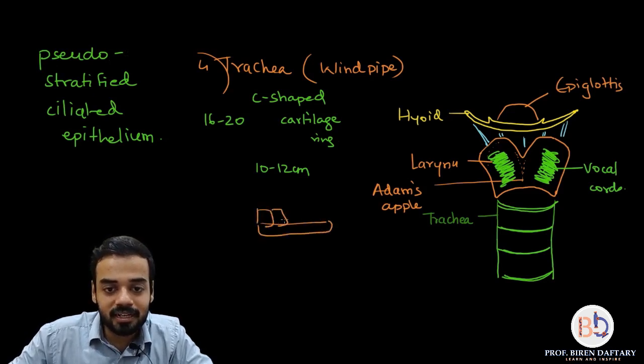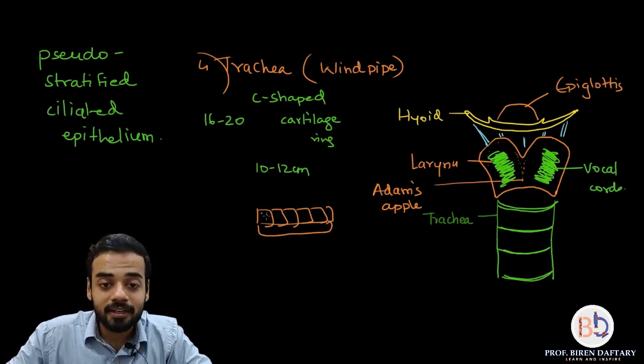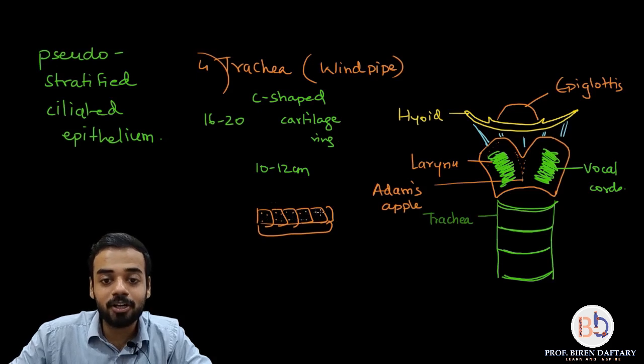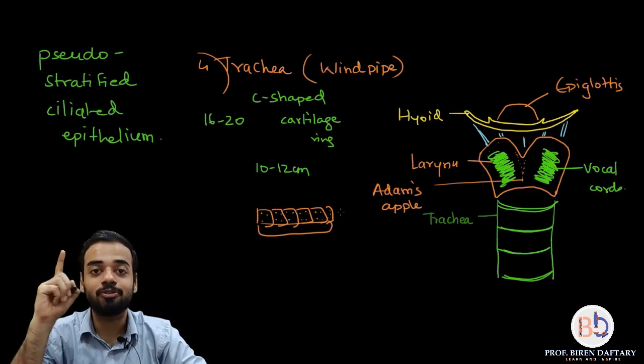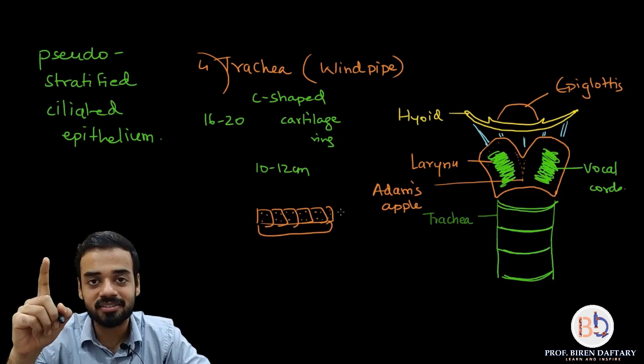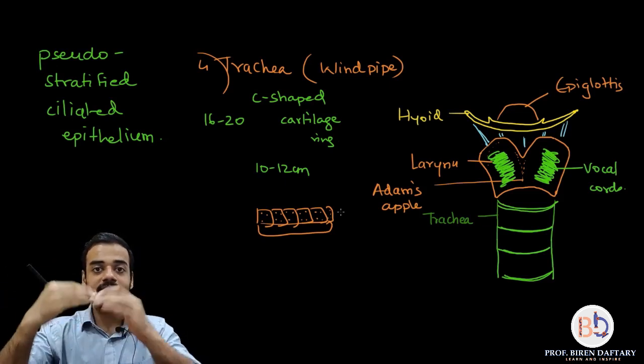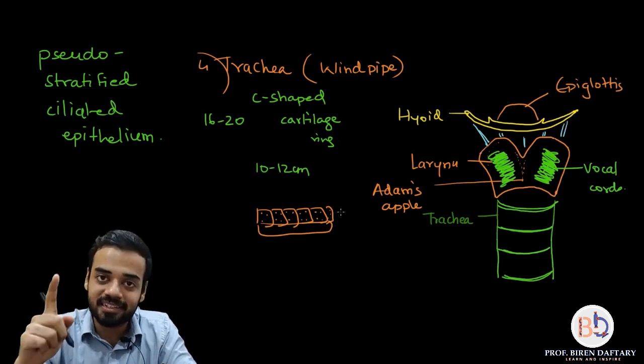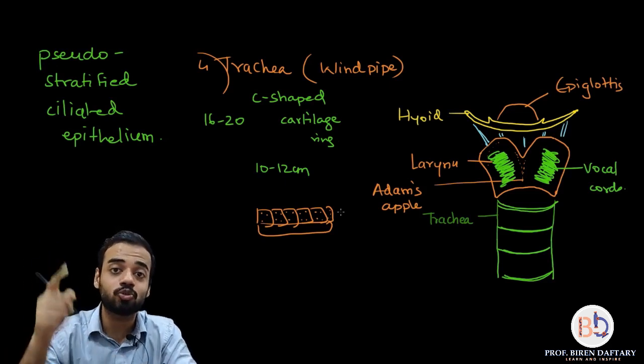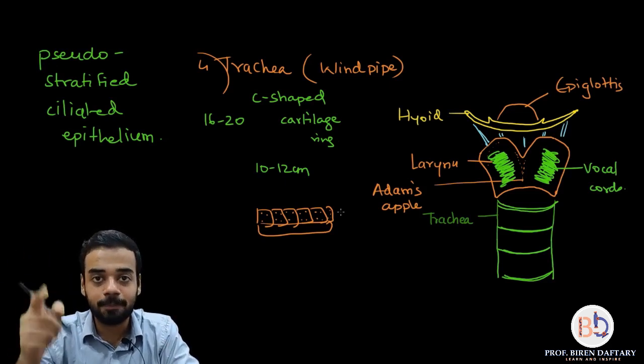There is only a single layer of cells present, but they are multinucleated. Because of those many nuclei, they appear to have many layers, but they have only a single layer. Are you understanding? Because they are multinucleated, they appear like they have many layers of cells, but there is only a single layer of cells. That is why they are called pseudostratified epithelium.